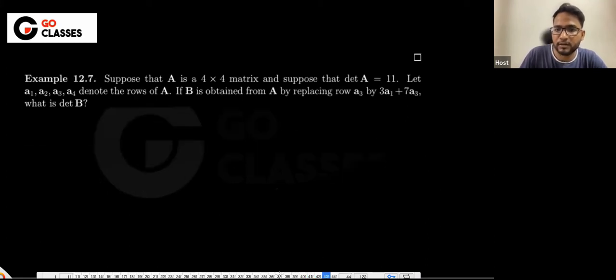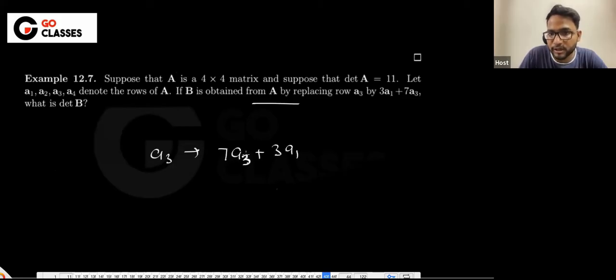Okay, let's solve this. Now they are saying you are replacing A3 by 7A3 plus 3A1. Then what should be the answer? It should be 7 into 11, because basically you're first multiplying by 7. Because of this 7, you will multiply the determinant by 7, and then because of this plus 3A1, this will not do anything.